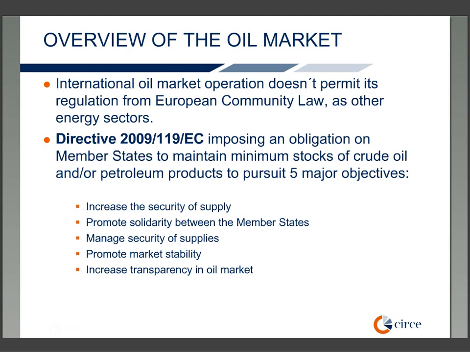First of all, increase the security of supply for crude oil and petroleum products by establishing and maintaining minimum stocks. The second one is to promote solidarity between the member states in the event of an energy crisis by putting in place predefined measures and mechanisms which will guarantee coordinated action. Third one, to manage security of supplies by providing for sustainable mechanisms to deal with physical disruption of energy supplies.